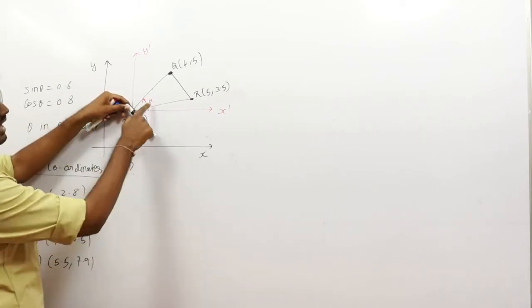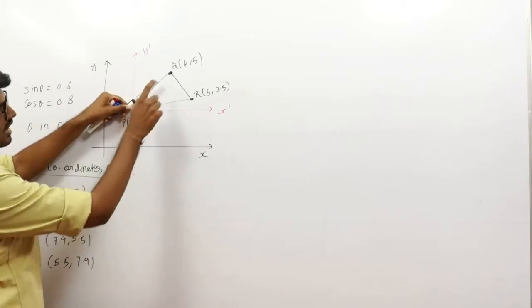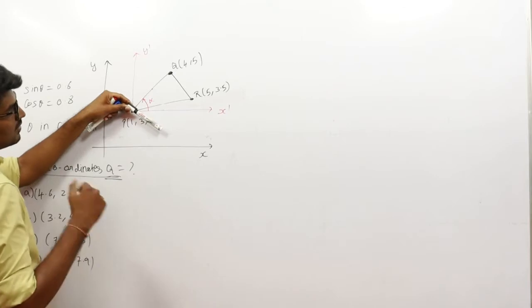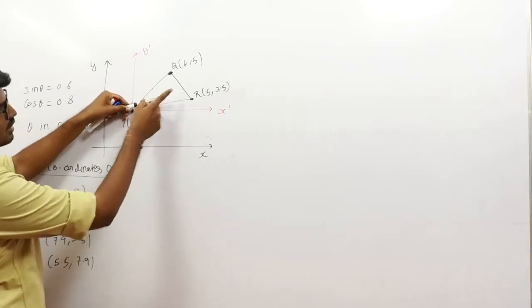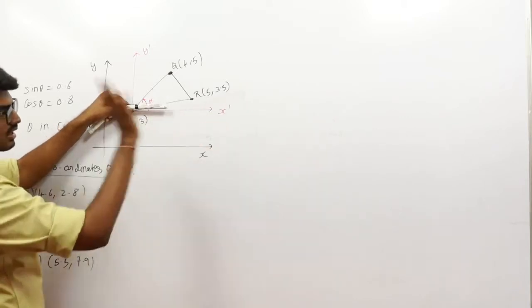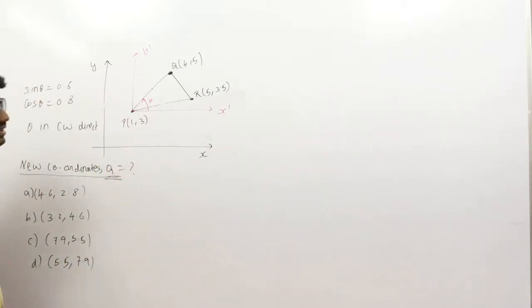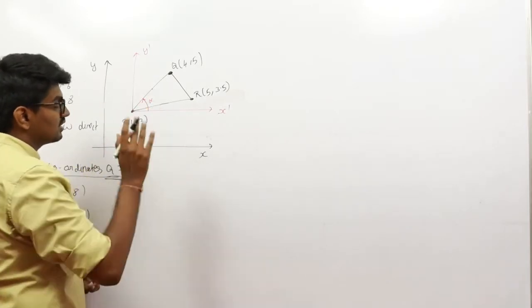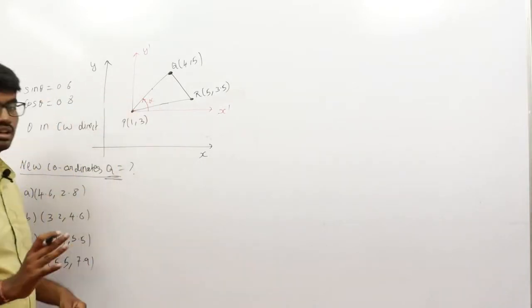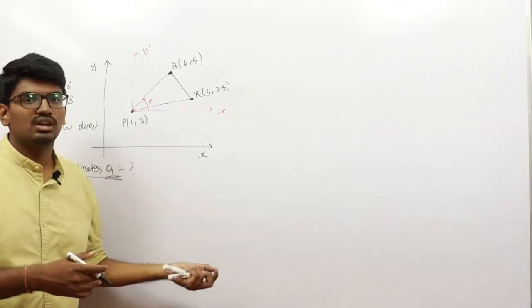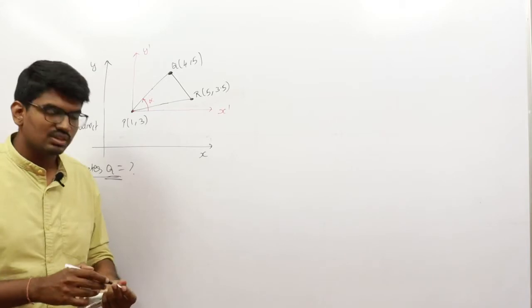If theta is greater than alpha, then my new PQ will be like this. If theta is lesser than alpha, then my new PQ will be like this. If theta is equal to alpha, then it is exactly horizontal. So that is what we need to find out. First let us try to find out this alpha. Once I know alpha, then I can easily find out how my new PQ lies, and then we can find out the coordinates.